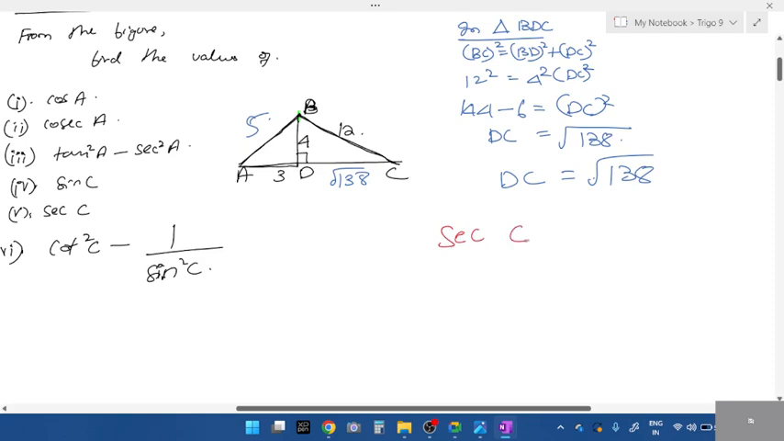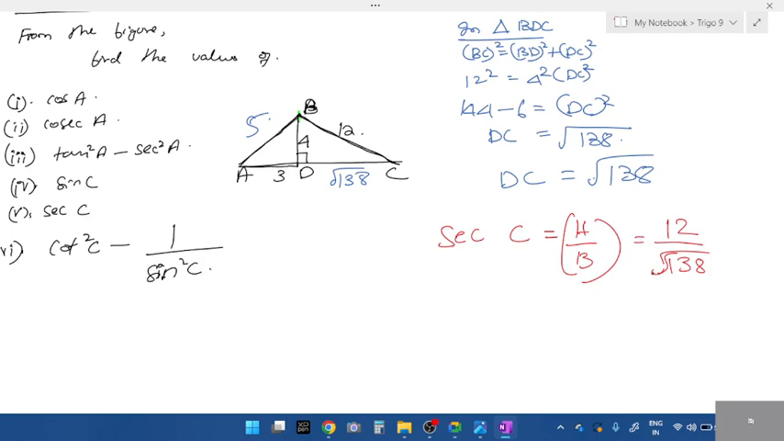Okay. What is sec C here? What is the sec value, students? Hypotenuse by base, in the second triangle for angle C. 12 is fixed. Hypotenuse by base, which is root 138. So can we reduce them? Can we reduce? No, you can't reduce. Root 138.